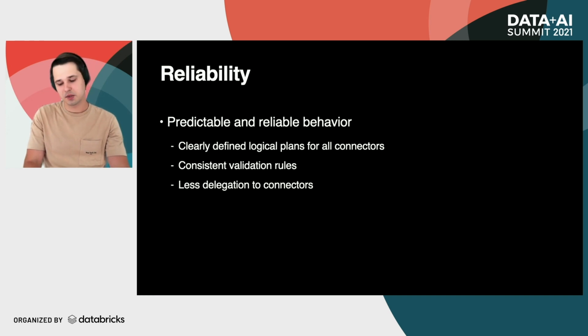First of all, Spark ensures that all V2 connectors will have predictable and reliable behavior. For example, instead of passing a save mode and letting connectors interpret it, Spark will now use the new catalog API to check if a given table exists. And if yes, then it will run the same validation rules independently of the underlying connector implementation. That way, you always have consistent behavior and validation for all V2 connectors.